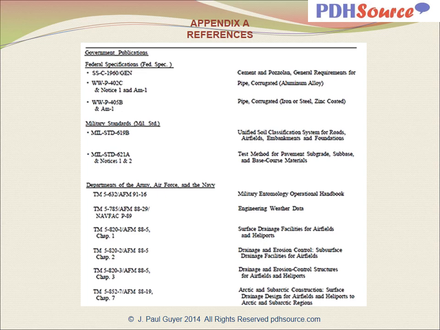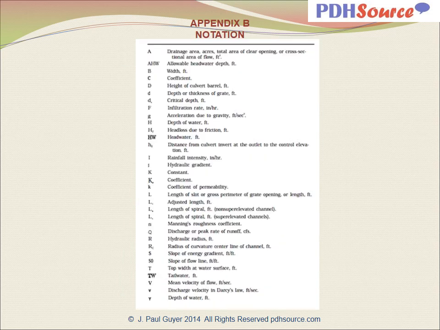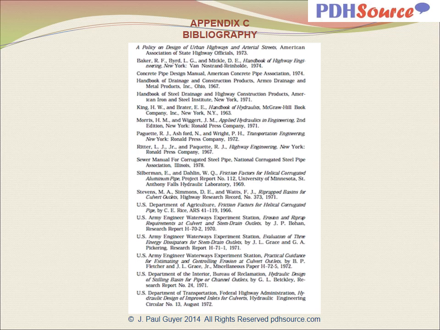The remainder of this presentation consists of a listing of references that may be of assistance to you moving forward, governmental and non-governmental. The notations that have been used in this discussion are summarized in Appendix B. And finally, a bibliography is included in Appendix C that may be of interest to you.